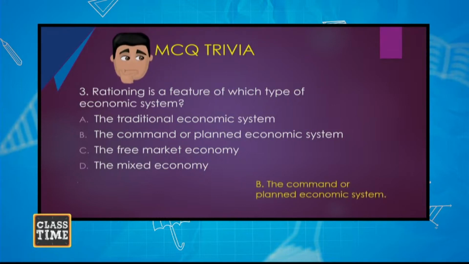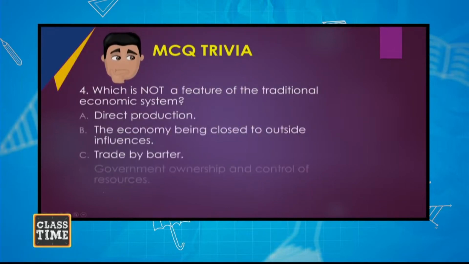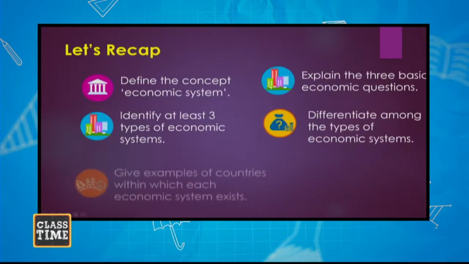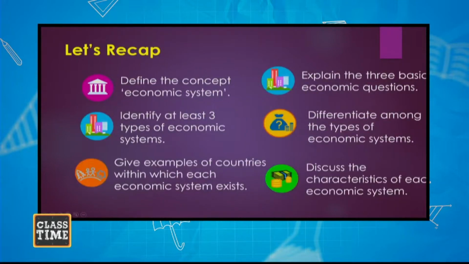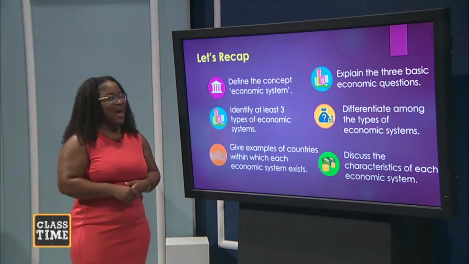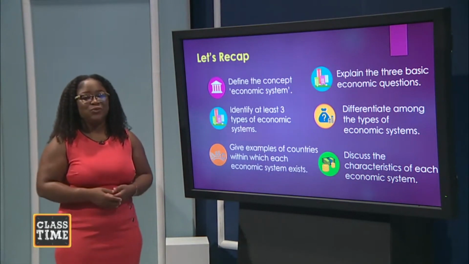Good job. All right, and the final trivia, which is not a feature of the traditional economic system, and our answer here is D, government ownership and control of resources. Okay, so these are the objectives that we attained today. I hope that you learned something from our lesson today and you're able to distinctly identify the various types of economic system as well as being able to differentiate between any two.